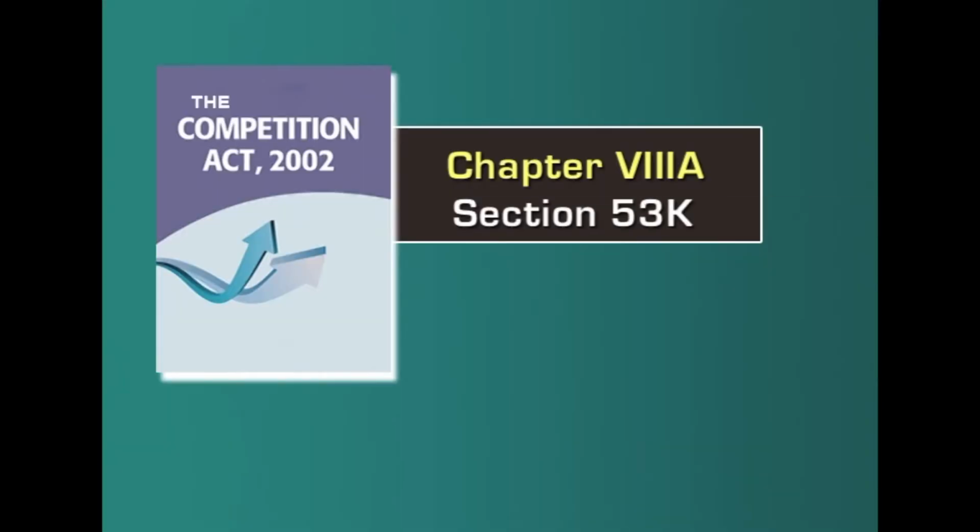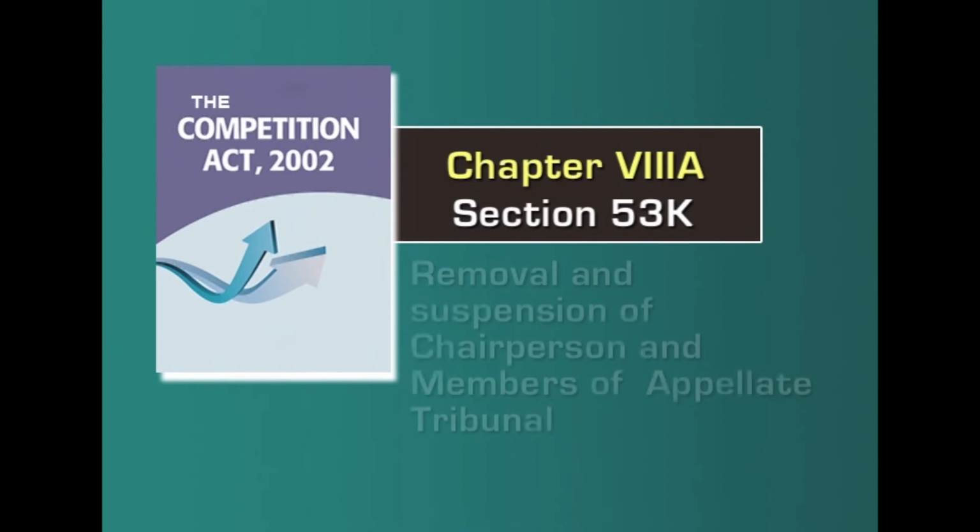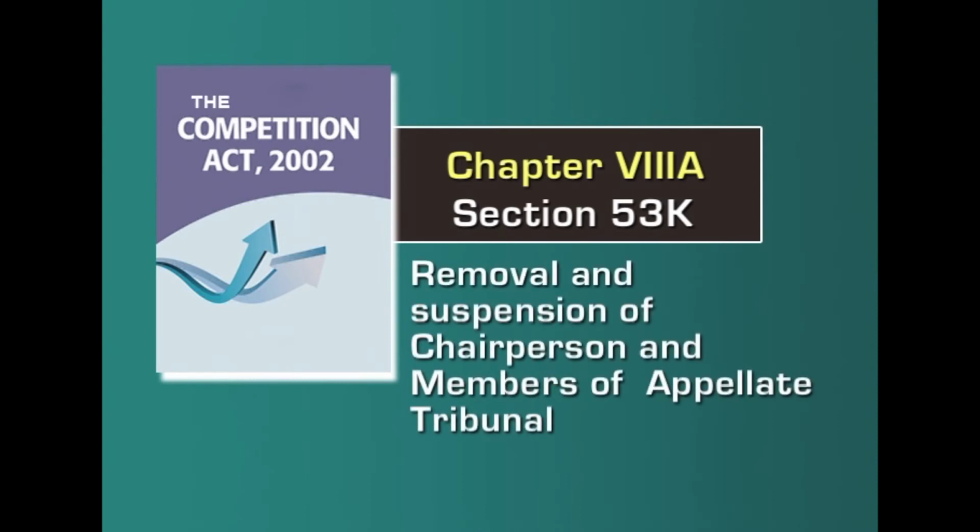Let us see the next section, that is section 53K. 53K talks about removal and suspension of the chairperson and members of the appellate tribunal. The rules for removal and suspension of the members are set out under section 53K, and the final order will vest with the central government, and the procedure for removal or suspension is laid down under section 53K.